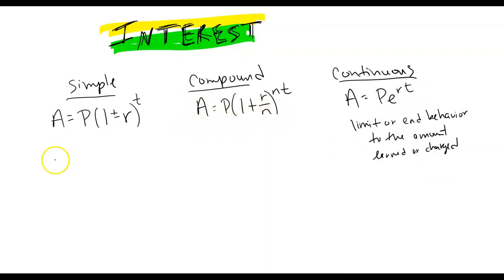Okay, so your A is your final amount after interest. I wish I could just type. I should just type because my handwriting is atrocious. Final amount after interest.